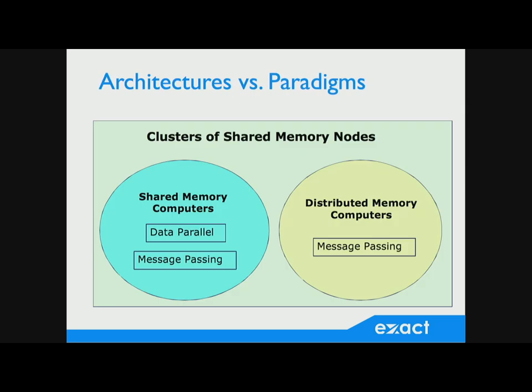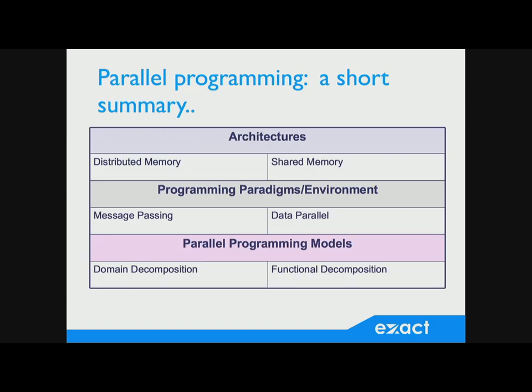Okay, so architecture versus paradigm. We already discussed this. On a shared memory computer, we can run a shared memory application without any trouble, and we can also run a message passing program without any trouble. On a distributed memory computer, we can just run message passing, unless we have something that makes this machine behave like a shared memory one. So this is a short summary: architecture, distributed versus shared; programming paradigm, message passing, shared memory; parallel programming model. Well, this can be taken with some caveats.